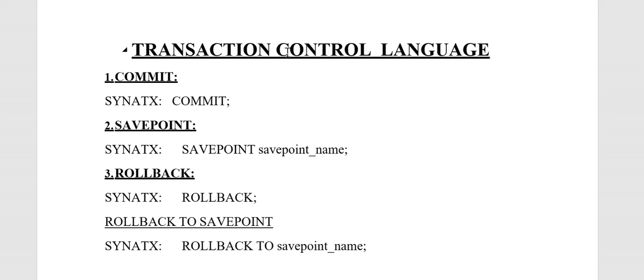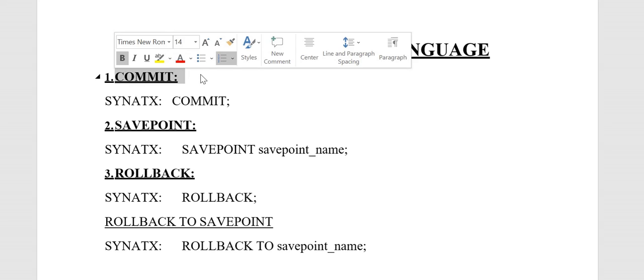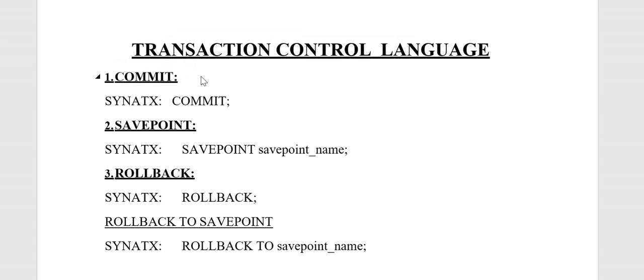Okay, so transaction control language. So commit, save point, rollback. In the previous part, as I said, whenever we are performing insert, update, and delete, we have to use the commit statement. Then only the data will be saved in the database. Otherwise, once you log out and log in, the data won't be there in the database. So that's why we have to use commit.